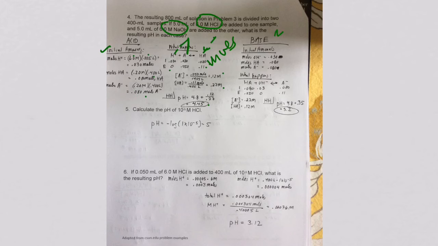This problem is almost the exact same. For the base, it's just this that is different. The reaction that occurs is different, because this time your base, your hydroxide, is going to react with the weak acid to form the conjugate base. But other than that, it's the exact same, so I don't have quite as much work shown there.